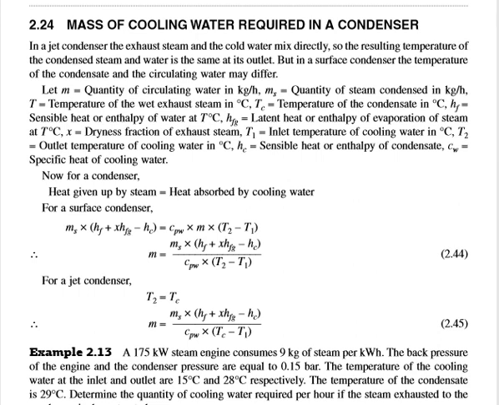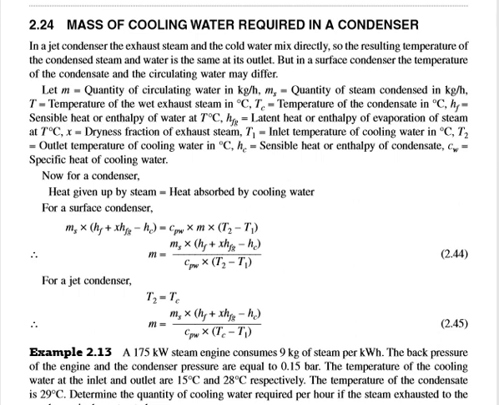T1 is the inlet temperature of cooling water, and T2 is the outlet temperature of cooling water. Then sc is the sensible heat or enthalpy of condensate. And Cpw means specific heat of water, which is 4.2 kJ/kg K. That means Cpw is the specific heat of cooling water.